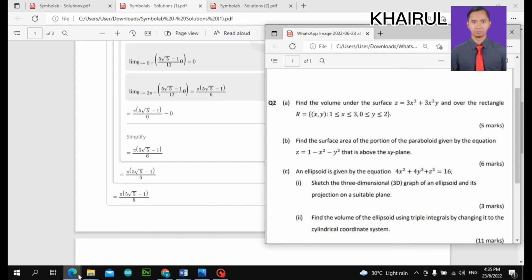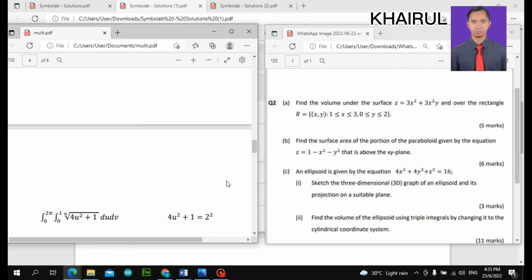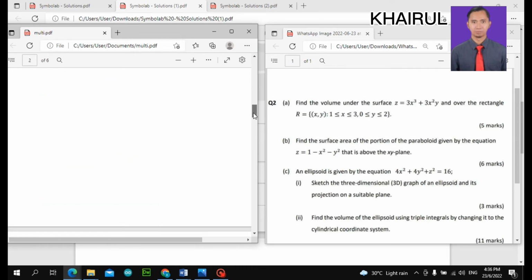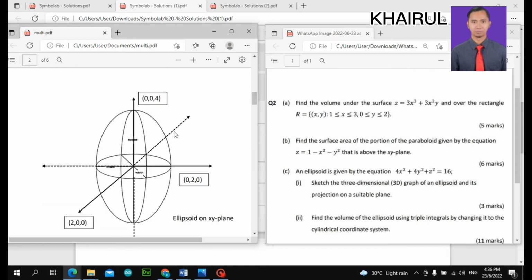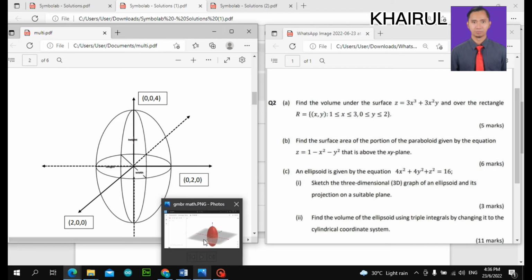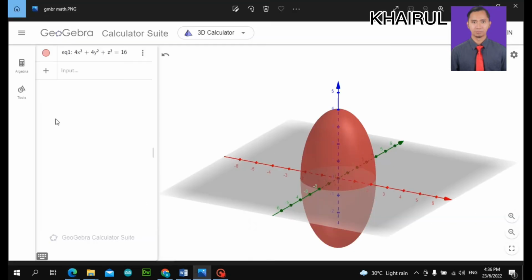Okay, first we draw it by hand. The z-axis is 0, 0, 4, the x-axis is 2, 0, 0, and the y-axis is 0, 2, 0. And we use GeoGebra. We put in the equation above and we got the ellipsoid 3D graph.